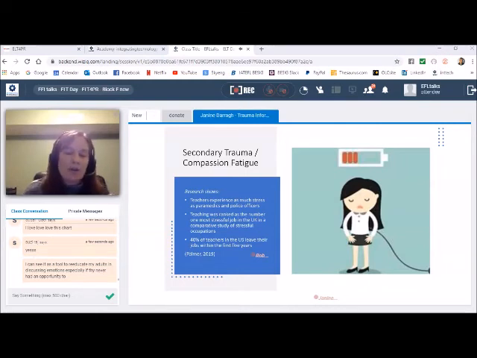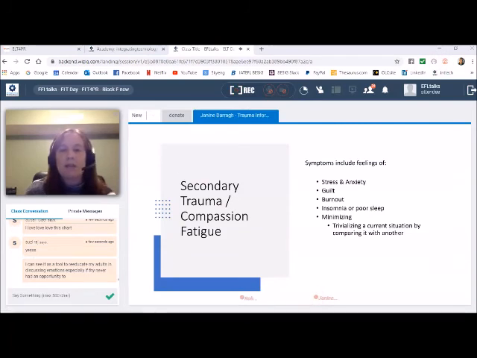Secondary trauma is when our students tell us about traumas they're experiencing, and just in hearing those stories, we're traumatized too, obviously not to the same extent, but it can upset us, it can invade our thoughts. Compassion fatigue is when we hear story after story after story of trauma, and eventually we almost become numb to the traumas our students are experiencing.